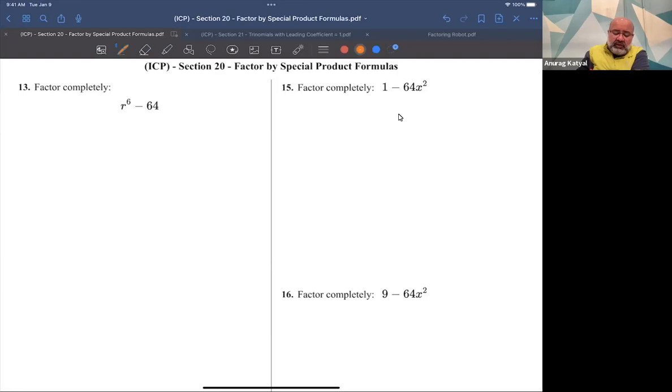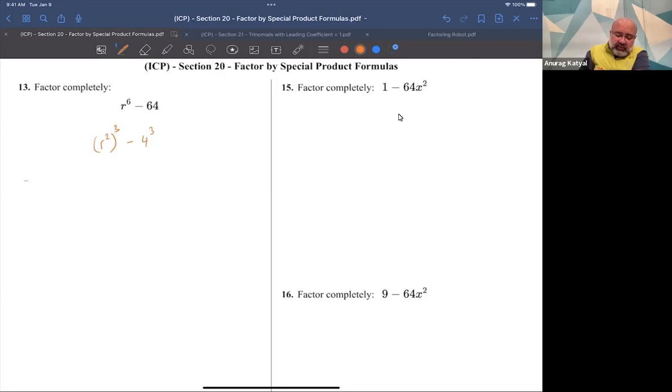Now, can we rewrite r to the sixth as r squared to the third power? Hopefully you see that, because I can multiply these two powers and get 6 as my answer. So that works. And then 64 is 4 cubed. So you can rewrite this minus 4 cubed, and voila, you have a difference of cubes. Now this one I'll actually do because I want you to see something as we proceed through this question.